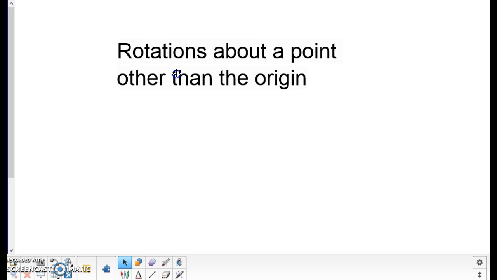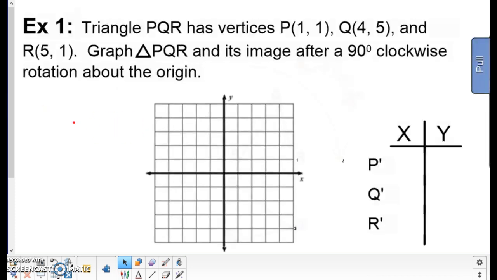So yesterday we did rotations about a point that was the origin. So we were rotating shapes around the point 0, 0. Today we're going to start talking about rotating a shape about a point that is not the origin. Just as a reminder, let's do an example around the origin. If you've got this down, you can skip forward to the next slide.